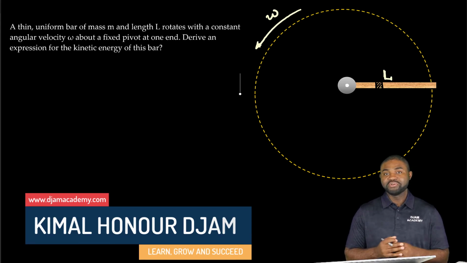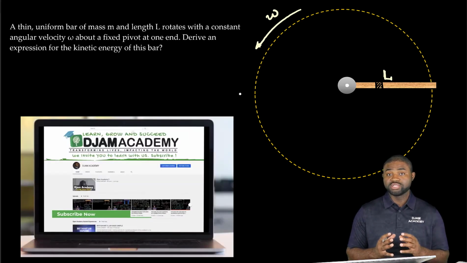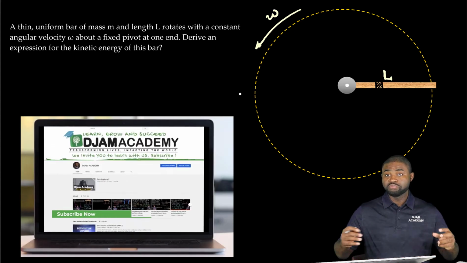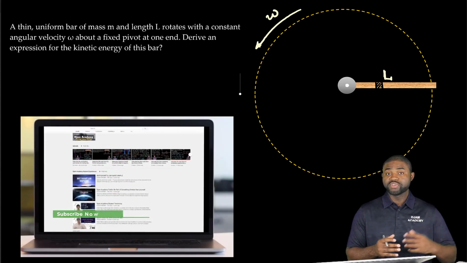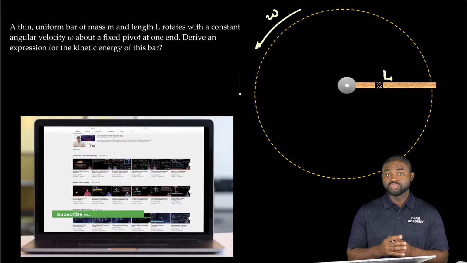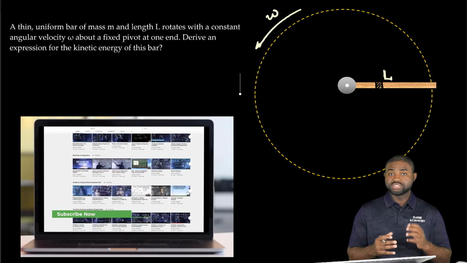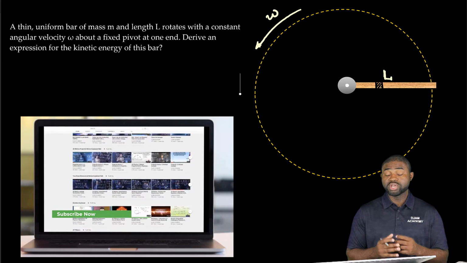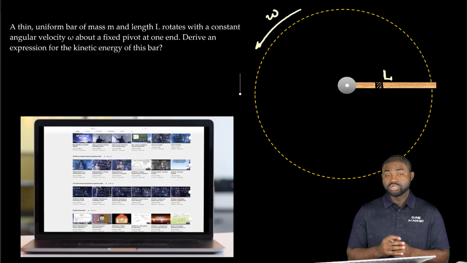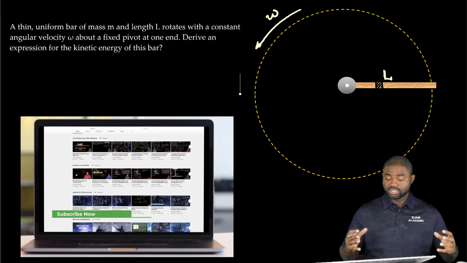In this example, my primary objective is to help you know how to calculate the kinetic energy of an extended body. Now, in the previous example, we did deal with a single particle system in which the mass was concentrated at a single point, in which case the kinetic energy was just equal to half mv squared. But the situation is different when the mass is extended.